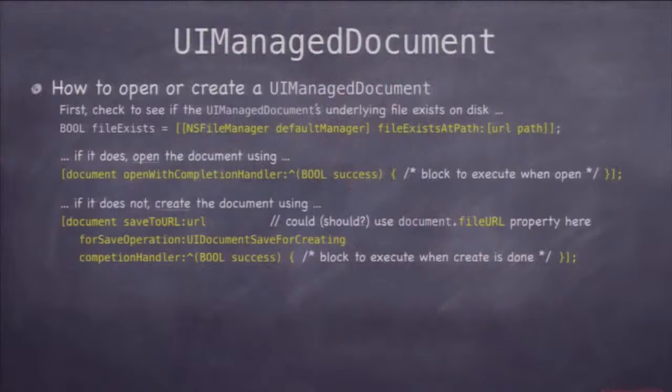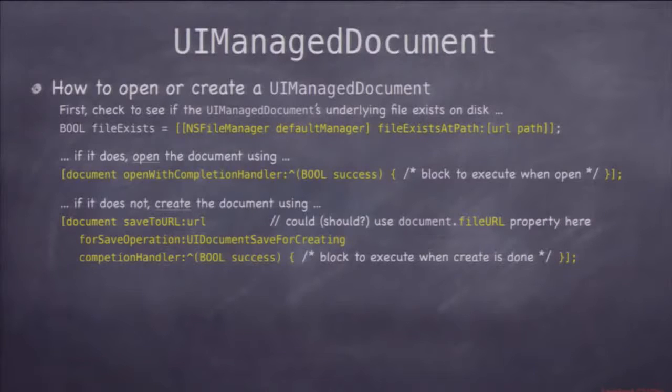So to find out whether it exists on disk, we have to do this file manager thing, file exists at path. So you have the URL to it. You say NSFileManager default manager. That's like a shared file manager. File exists at path returns a Boolean whether the file already exists.